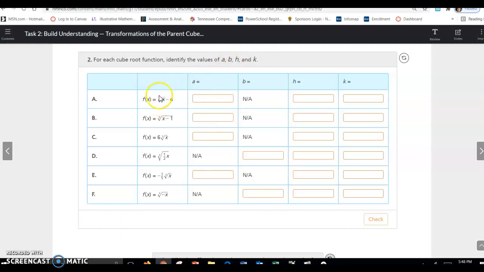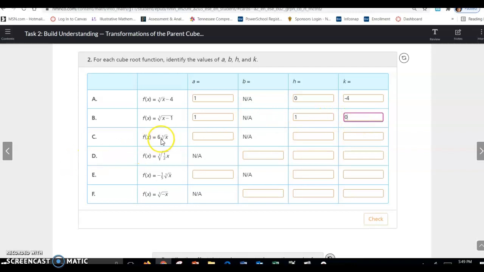All right, so we look at this. If there's no a, that's assumed to be a 1. H and k, there's no h, there's nothing under the radical, so that would be 0. And k is negative 4. All right, looking at b, cube root of x minus 1. Again, there's no a, so we're going to put a 1 there. When there's not a number, you can't put 0 because 0 times this makes it go away. But 1 times anything is just that same thing. So a has to be a 1. Now h is going to be x minus h, so that's going to be a 1. And then k is still 0.